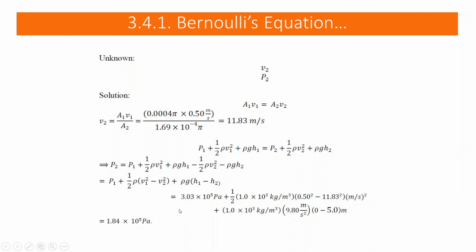Okay, so now substitute the values. This is P1, the pressure, plus 1 over 2 times rho, which is 1,010 for water, times V1 squared minus V2 squared in meters per second squared, plus rho of the water times acceleration due to gravity 9.8, times h1 minus h2, which is 0 minus h2. The first one is 0, the ground, and the second floor is at 5 meter. And finally, you will get P2 equal to 1.84 times 10 raised to 5 Pascal.